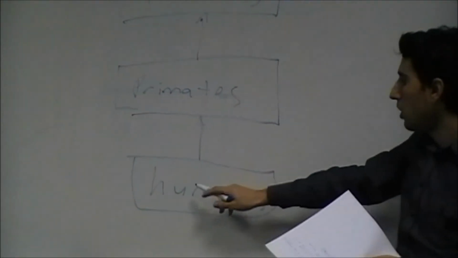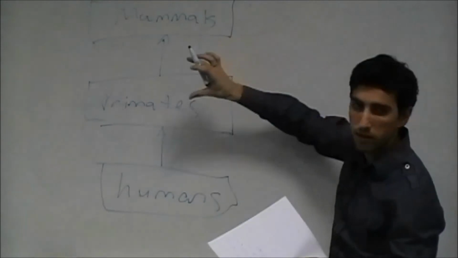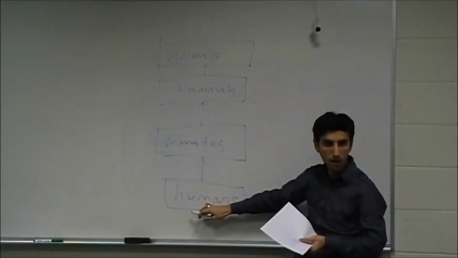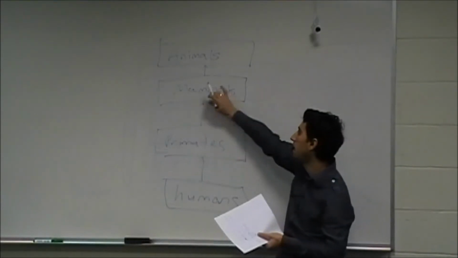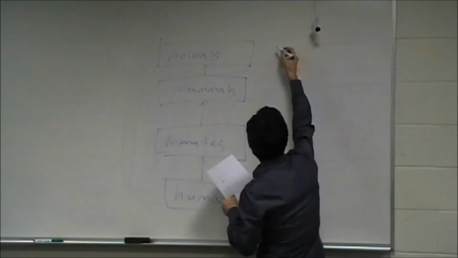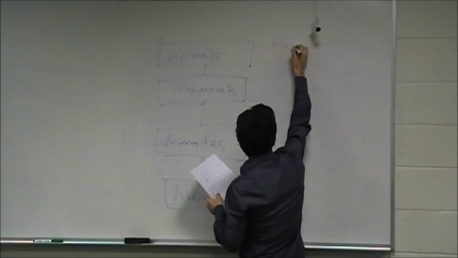So if we have a human, all these parts have their own behaviors. So if we have a human, we know that humans have to carry the behaviors of primates, mammals, and animals. So let's put down some behaviors. We know that animals digest food.